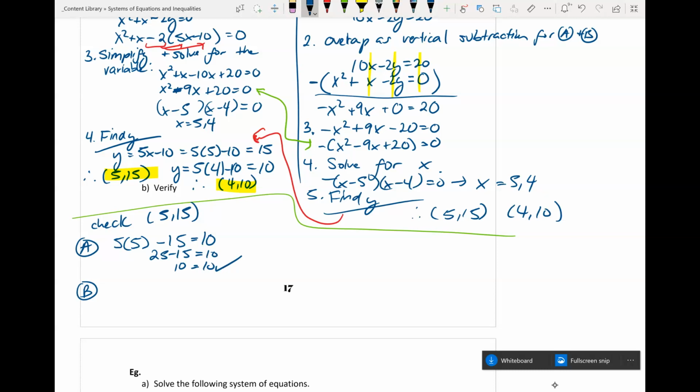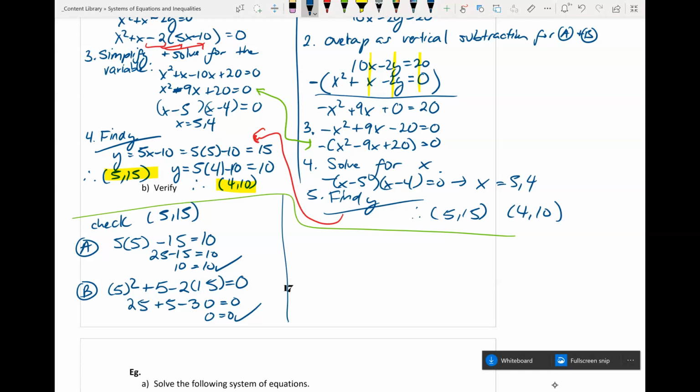Now we're going to do it for equation B. So we have x squared, so that's 5 squared, plus x, which is 5, minus 2 times y, in this case 15, and we need this to be 0. So 25 plus 5 minus 30 is equal to 0. 30 minus 30 is 0. So this is good. (5, 15) is a solution.